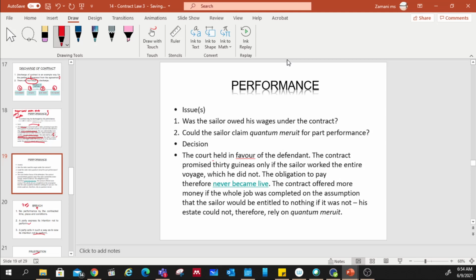The decision was held in favor of the defendant. The sailor cannot get the whole wages because the contract said the ship had to go to Liverpool. The contract promised 30 guineas, which is money, like RM, only if the sailor worked the entire voyage, which he did not because he died. The obligation to pay therefore never became live. The contract offered more money if the whole job was completed, on the assumption that the sailor would be entitled to nothing if it was not; he could therefore only claim on quantum meruit. So the conclusion is the sailor did not perform the contract. The performance is not complete.